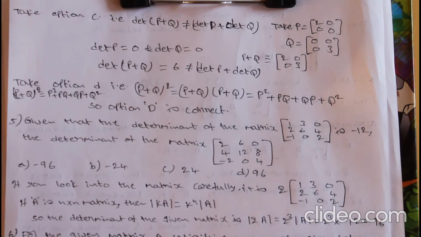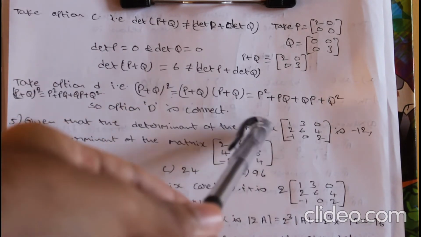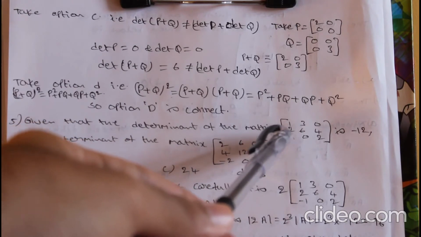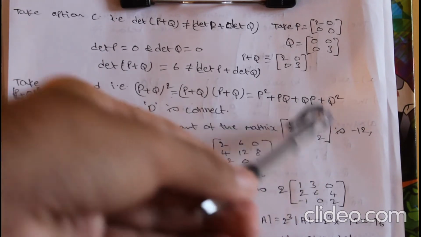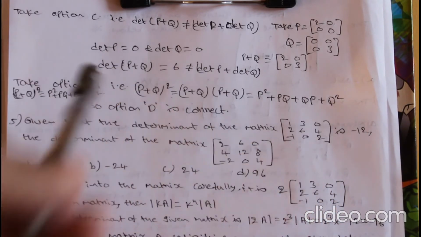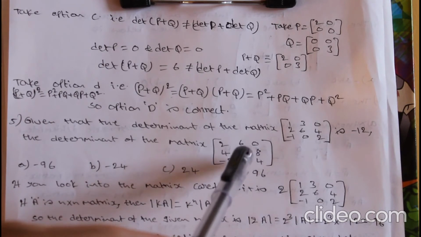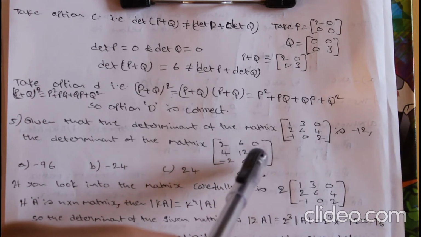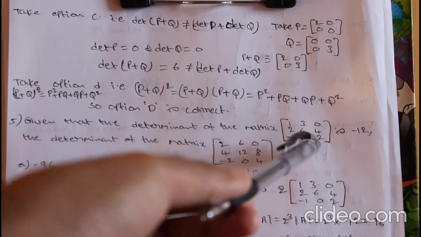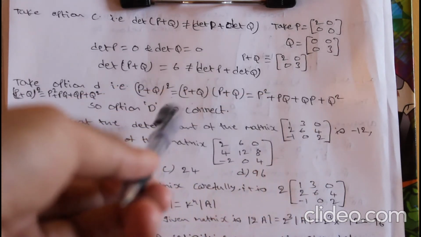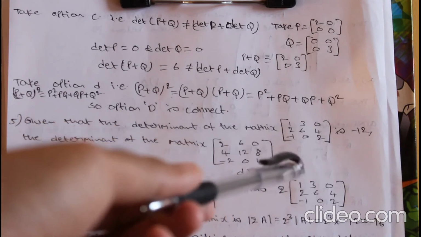Now look at question number 5. Given that the determinant of the matrix 1 3 0, 2 6 4, minus 1 0 2 is minus 12. So for this matrix, the determinant is given as minus 12, and we are asked to find the determinant of 2 6 0, 4 12 8, minus 2 0 4. Here one matrix is given with its determinant value, and another matrix is given, and we are asked to find its determinant value.